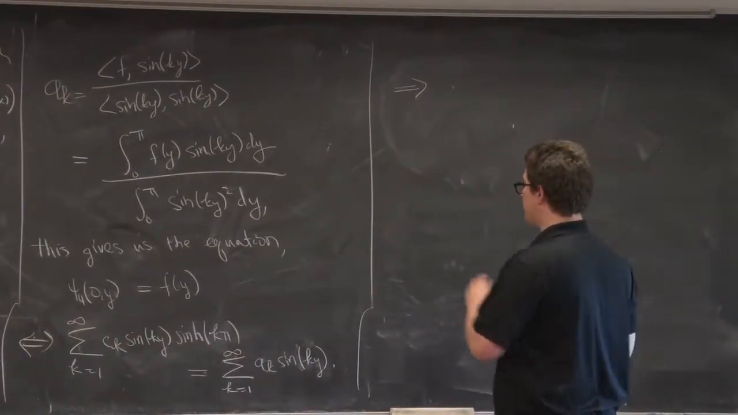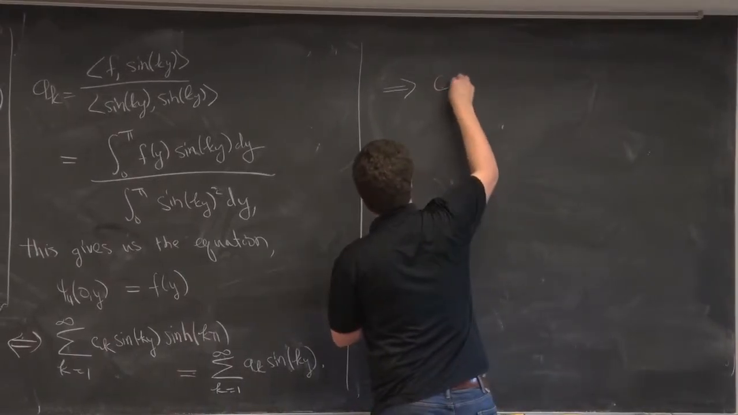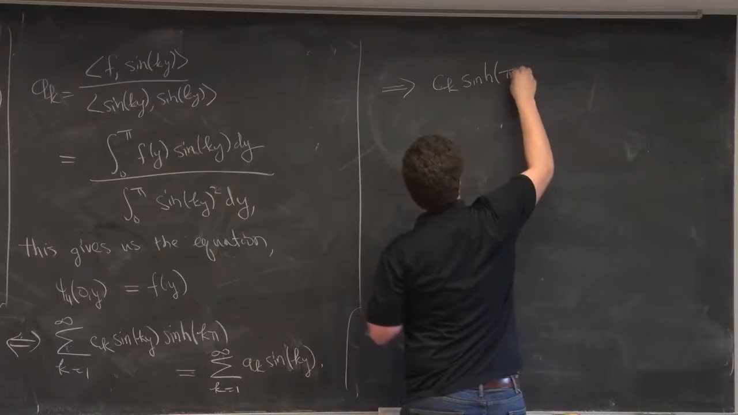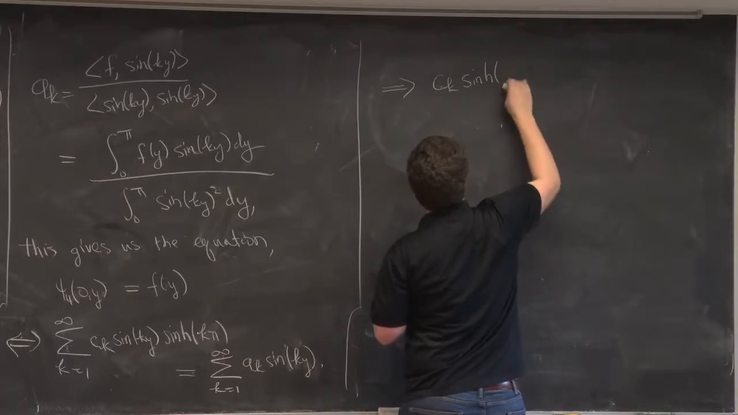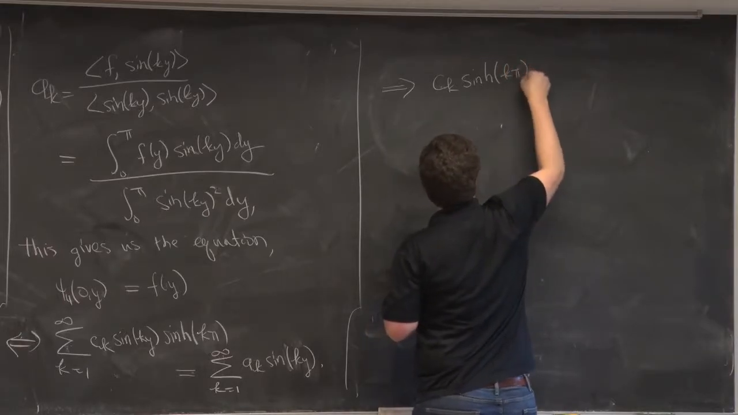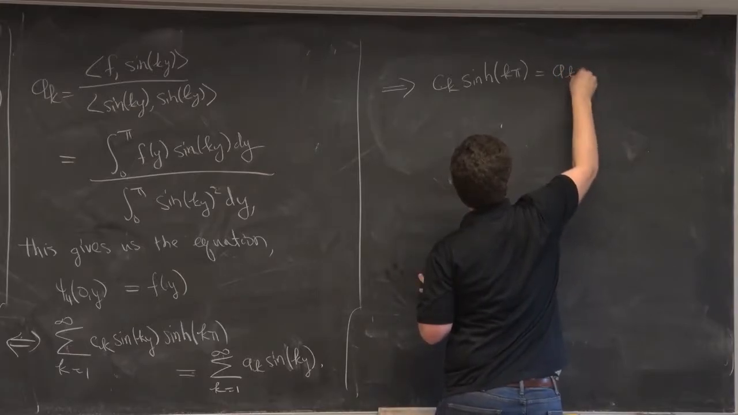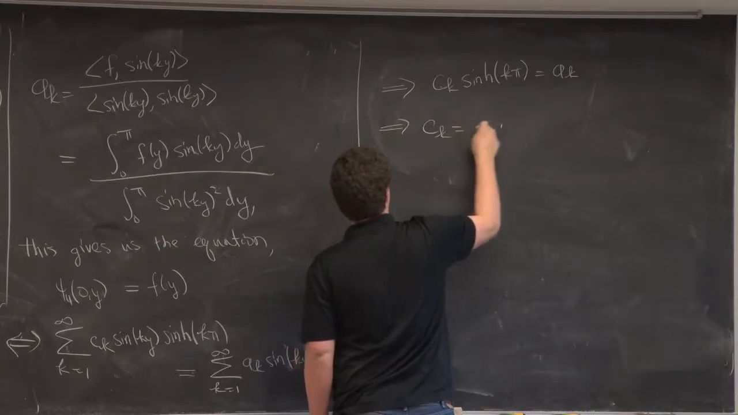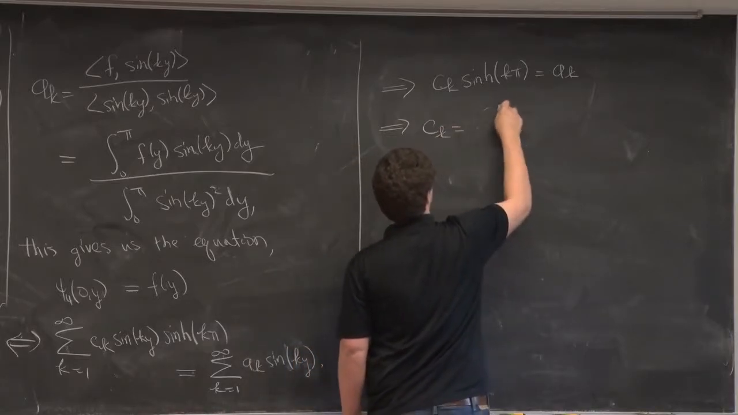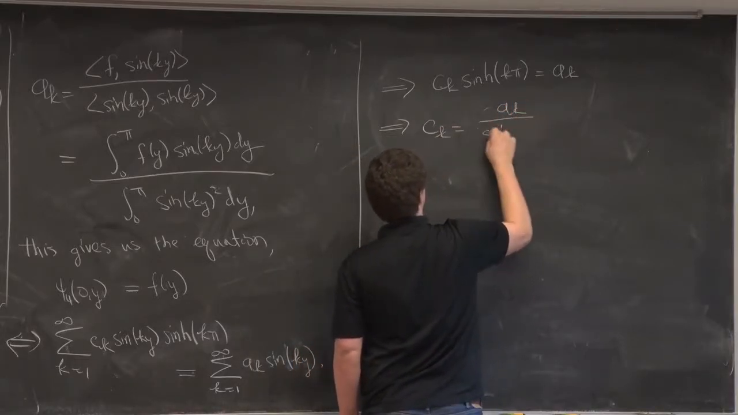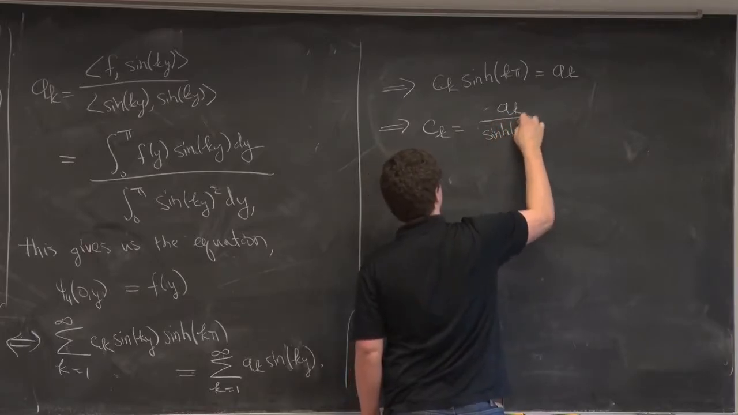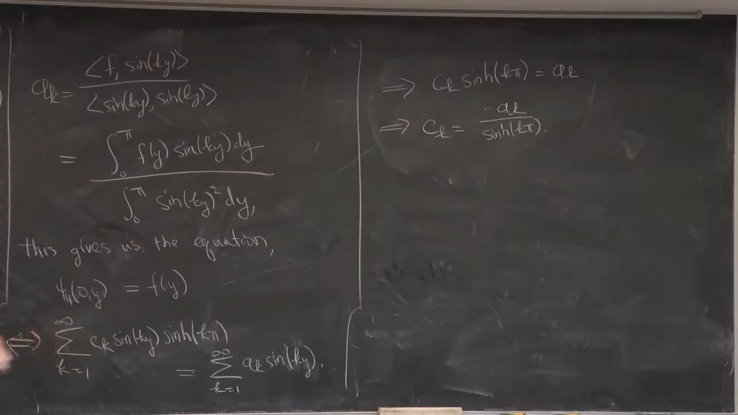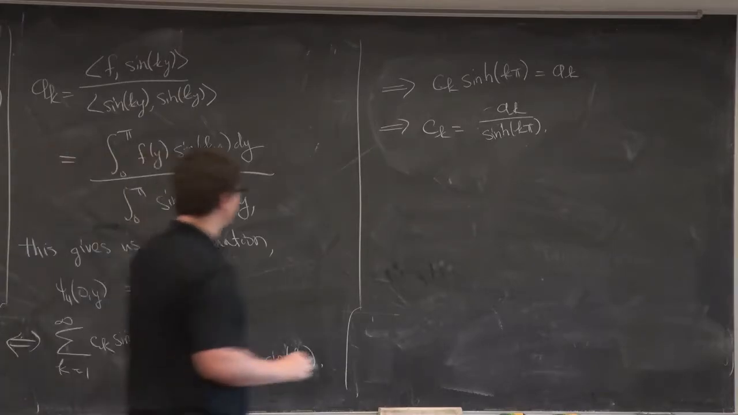Okay, so this tells us that c_k hyperbolic sine of k pi is equal to a_k, which tells us that c_k is a_k divided by hyperbolic sine of k pi. Okay, and so therefore we get our solution.